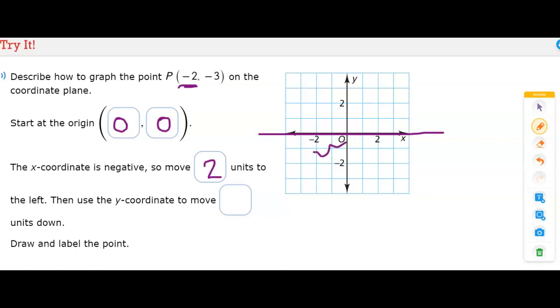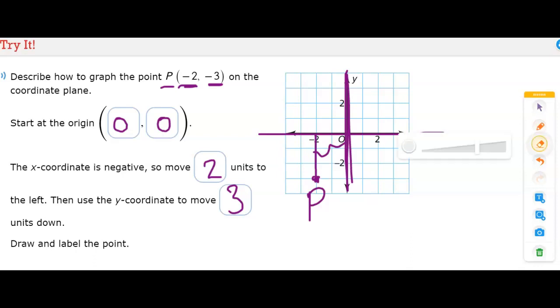So 1, 2. And then it says use the y-coordinate to move blank units down. That's -3. So my y goes down. So I'm going to move from here 3 spaces down because it's negative. So 1, 2, 3. And so we're going to draw and label the point. So I did put a point there, and I'm going to label it P. That's what they told us to label it. So that point there is labeled P.